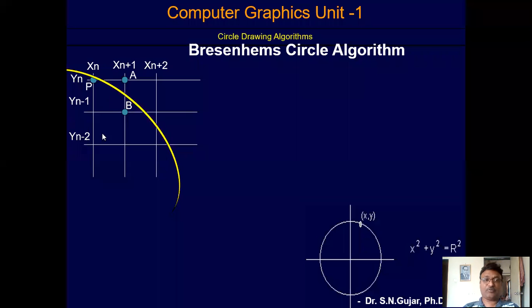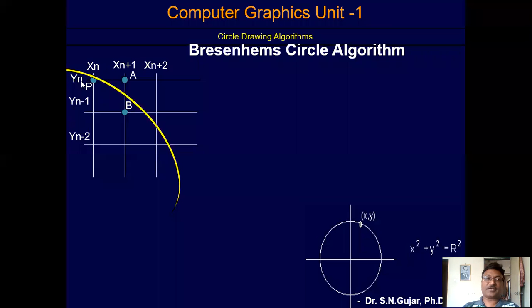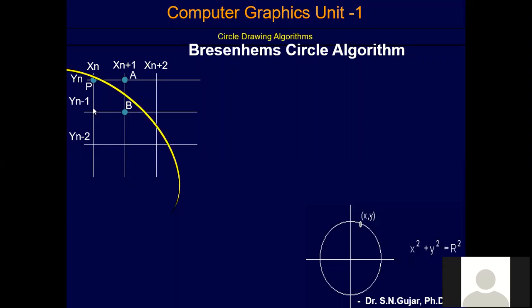Now suppose I consider the downward direction, that is the decrement. How do we use the decrement value? Here yn minus 1, yn minus 2, yn minus 3, yn minus 4. Now suppose my starting point is x and y, the point from where I want to start this circle. What are my upcoming points? A and B. The coordinates of A are xn plus 1, yn, and the coordinates of B are xn plus 1, yn minus 1.